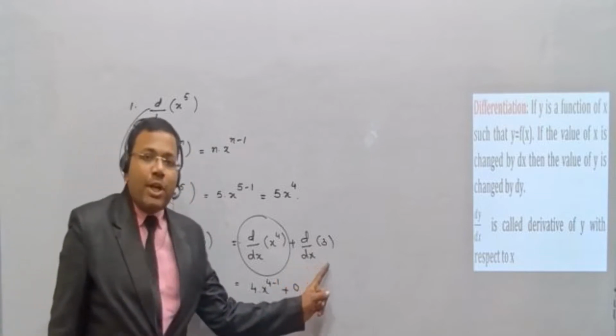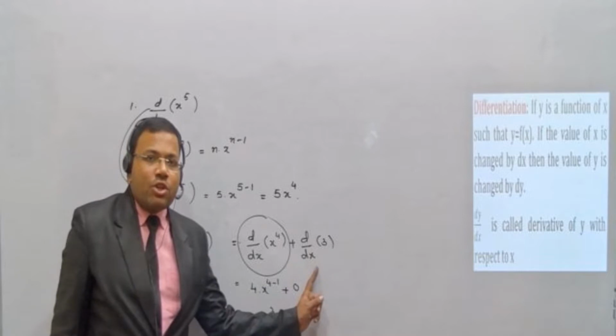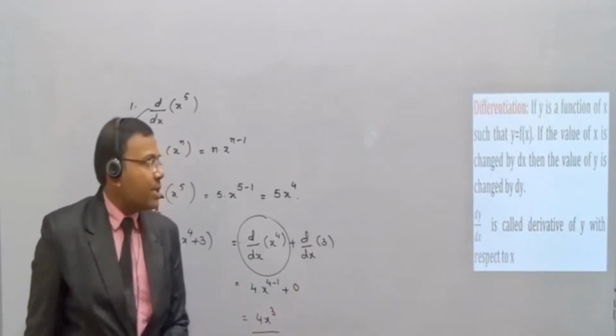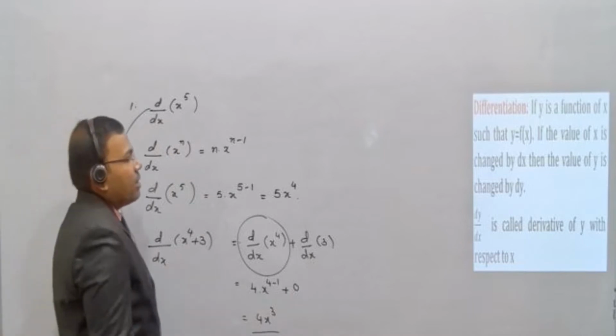Differentiation of this is separate constant. You can see this is the differentiation of separate constant. So therefore 4x cube is the answer. I hope it is clear. Now let us go for another one.